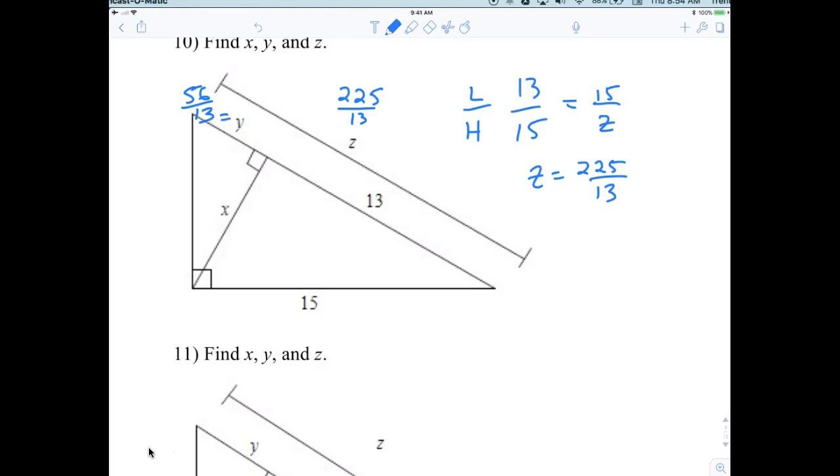Just listen to me. I hear, trust me, I'm not that old. All right? 225 divided by 13 minus 13. Math, enter, enter. That's the quickest way to do it. And then it comes out as a fraction?